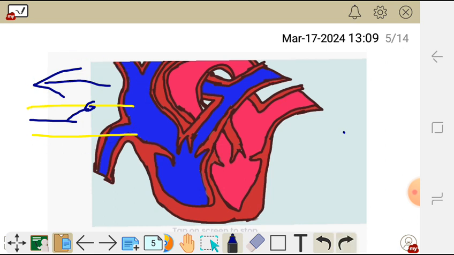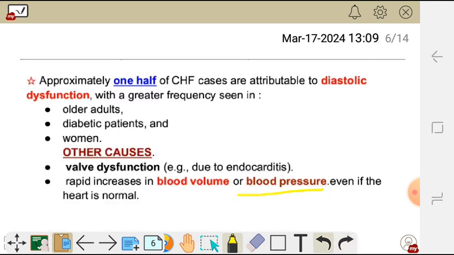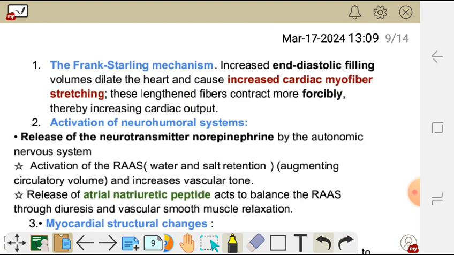The sarcomeres will extend due to higher ventricular filling. Since we have more than normal extension of the sarcomeres, the myofibers will be stretched more, and now the lengthened fibers will contract more. So once the sarcomeres are extended more, even the contraction will be increased, more forcibly, and that will increase the cardiac output.